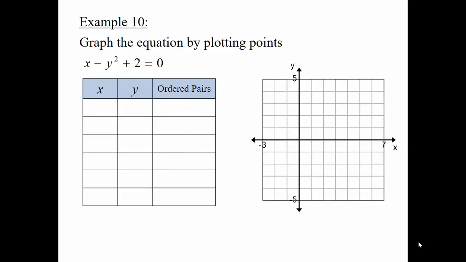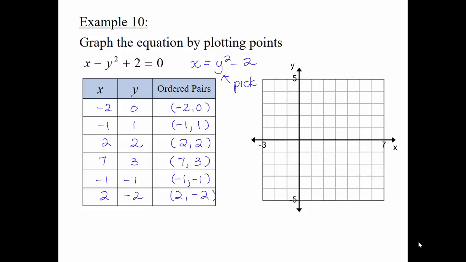Again, we want to graph the equation by plotting points. So we're going to move the y squared over. And again, you're going to pick your y's because it's x equals y squared minus 2. Take a minute and guess what you think this is going to look like. But pick your y's.